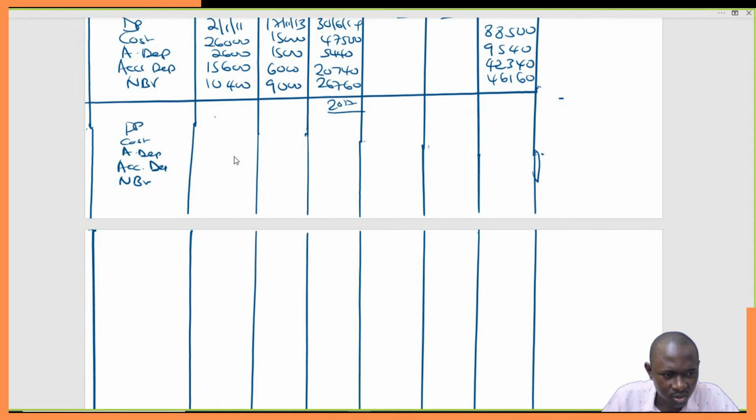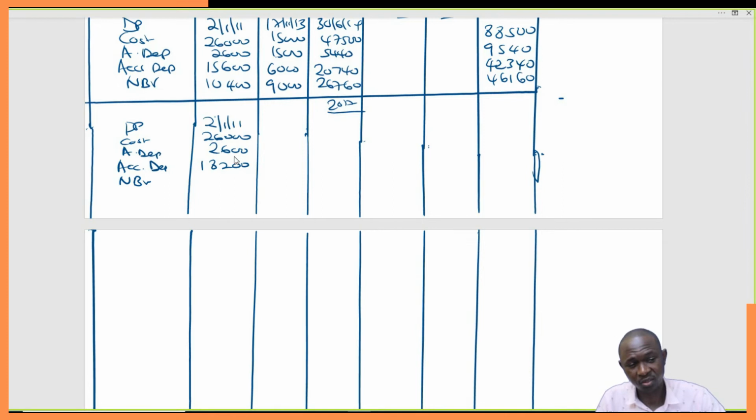This is 2017. So we still have that one maintained. This is still 26,000. This is still 26. This will now be 18,200 if I'm not wrong. And this will now be minus 26. The matrix is getting good here.